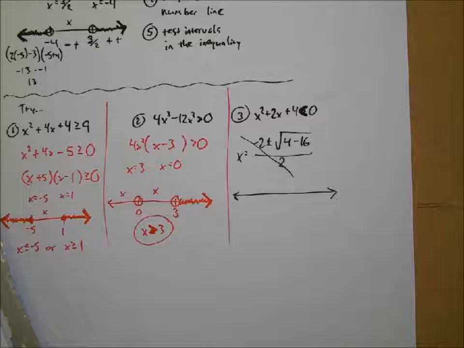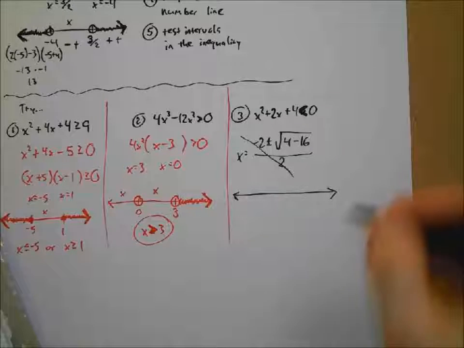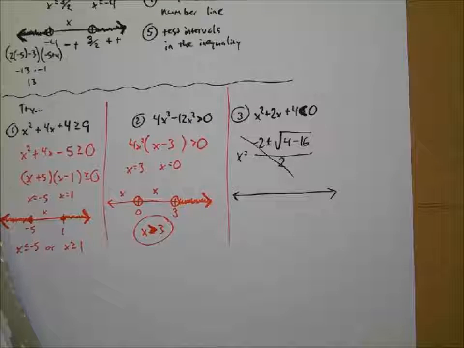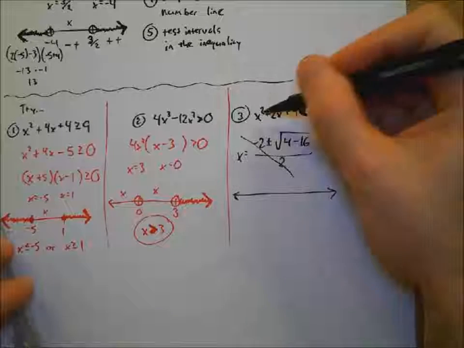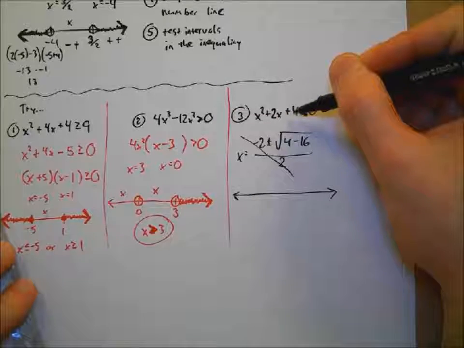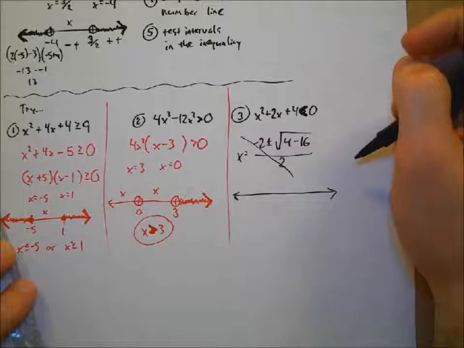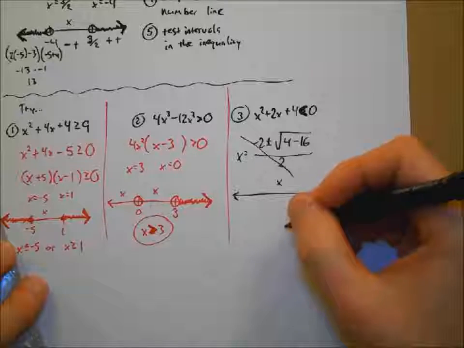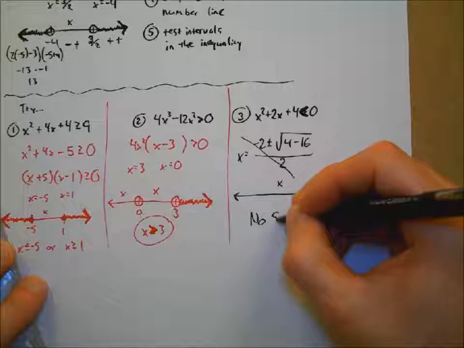So in other words here, either everything will work or nothing will work. And so you can pick any number here on your number line because there are no intervals that we break it up into. There's no real roots. And so you can pick any number. Let's pick 0. 0 squared plus 2 times 0 plus 4 is 4. Is 4 less than 0? No. And so the answer for number 3, no solution.